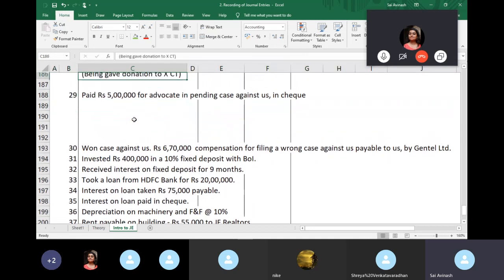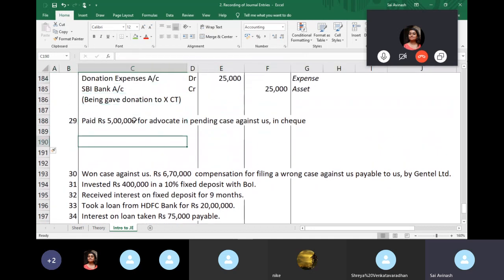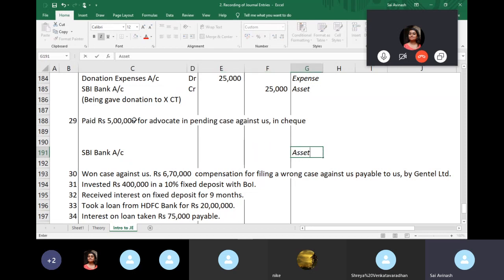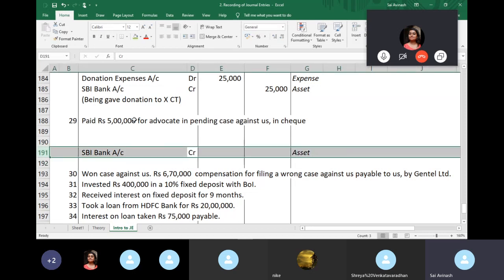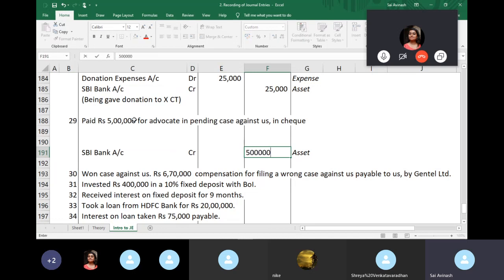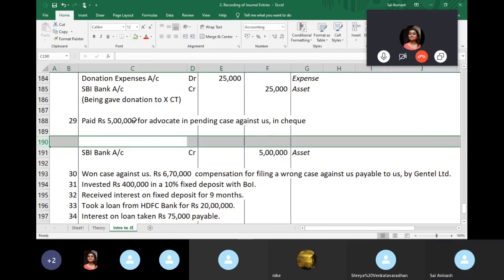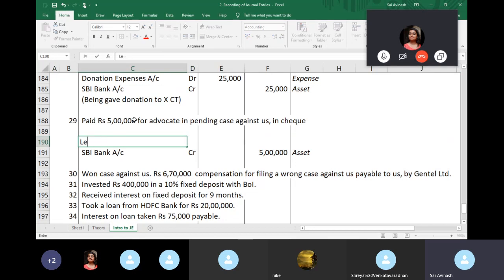Paid 5 lakhs for advocate in pending case against us in check. Okay, this is again simple. I know check, so SBI bank account. Same concept, right? It's an asset. I'm paying somebody, my asset reduces, so I'm crediting it, and the value is 5 lakh, right? I'm debiting something called legal expenses. This is an expense account, right?